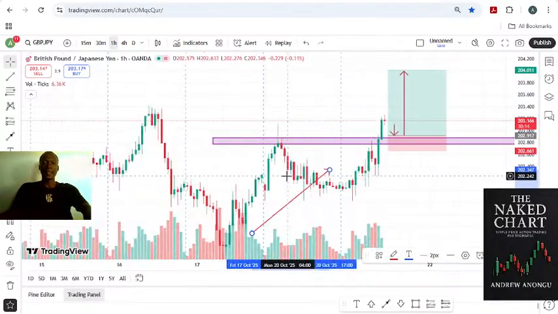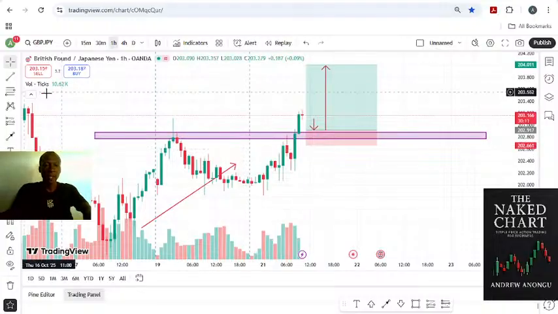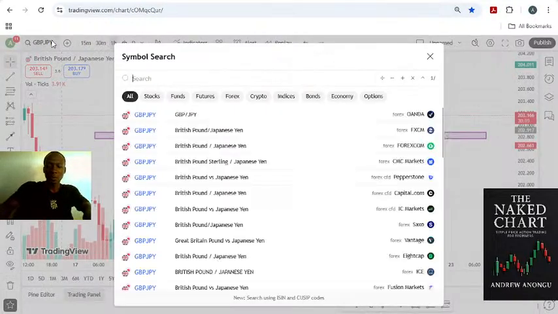So that's the analysis for pound JPY. Let's get back to gold and see what gold is doing.